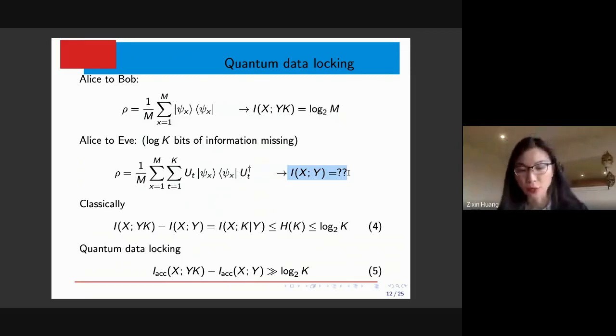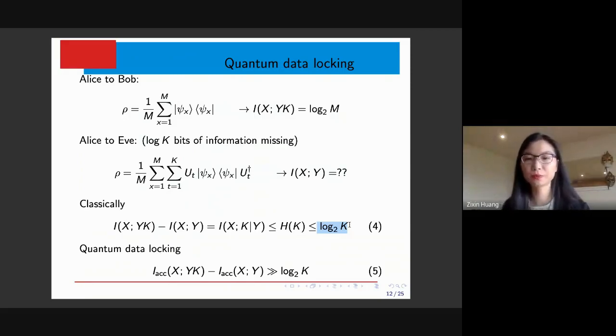Now, if all the quantities are classical, then there is this inequality here which dictates that the difference between the two mutual informations, the mutual information between Alice and Bob and Alice and Eve, is lower bounded by log 2 of k, which is equivalent to the one-time pad: if you have a key that is log k bits long, you cannot hide a message just longer than log k bits.